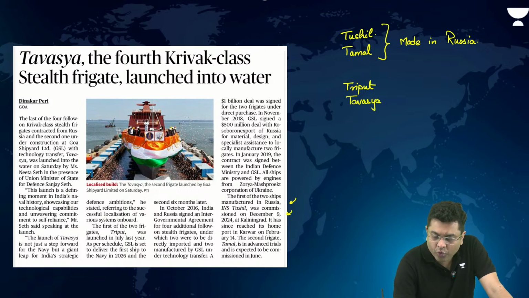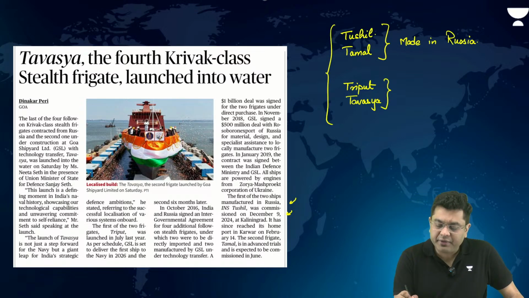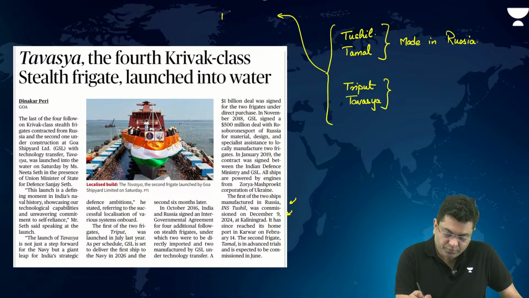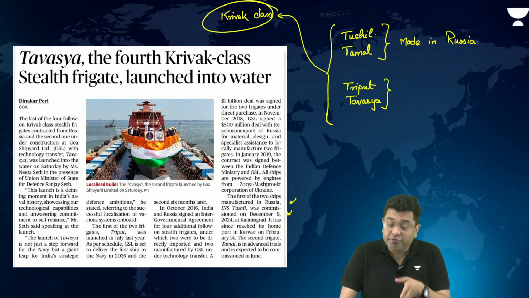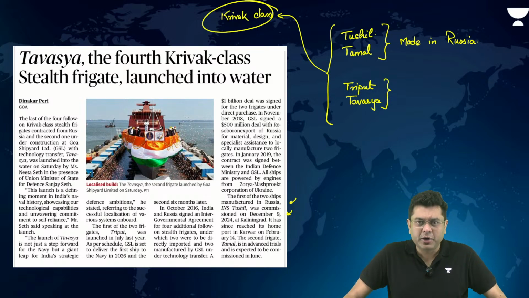These are made in Goa Shipyard Limited. All of these 4 are a part of the Krivak class. So you can have a question about which of these belong to the Krivak class. Like that, you can have a simple question.